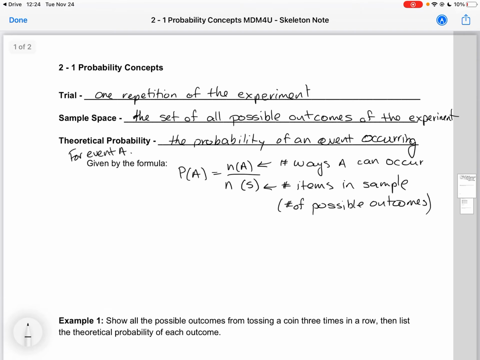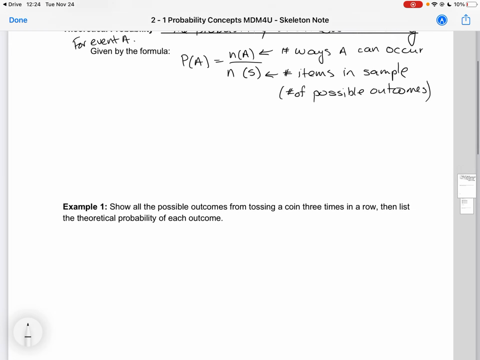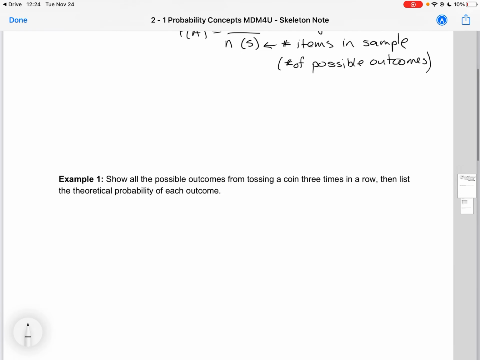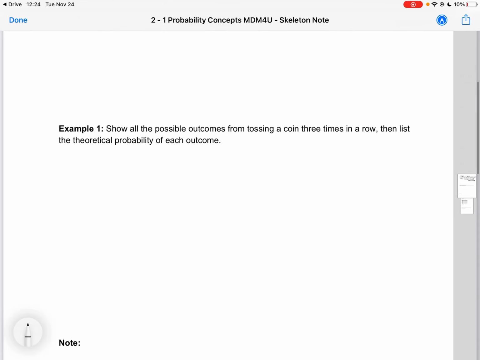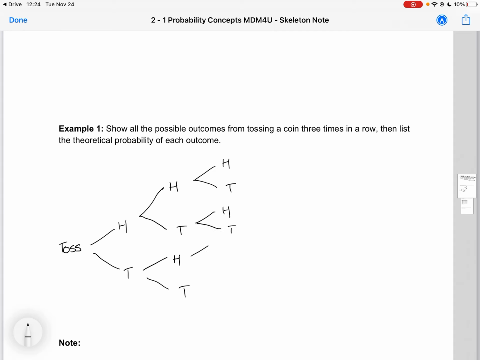Okay, so let's look at an example of applying this. You want to show all the possible outcomes from tossing a coin 3 times in a row, and then we're going to list the theoretical probability of each outcome. So if we have a coin toss, we can either get a head or a tail on the first flip. Same thing on the second flip, a head or a tail. And finally, same thing on the third flip, a head or tail. And following these branches is going to give us our possible outcomes.